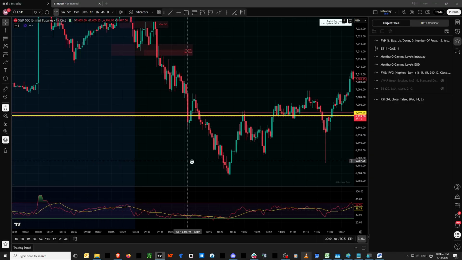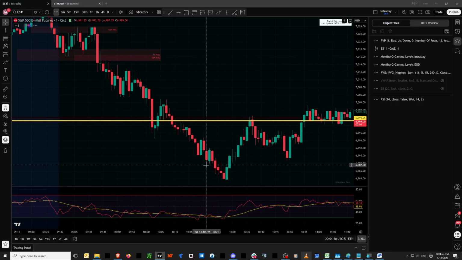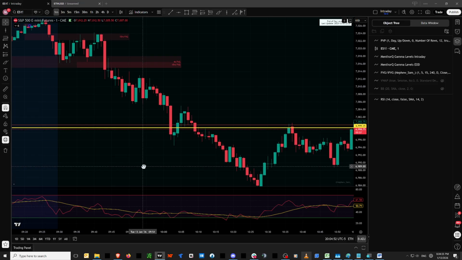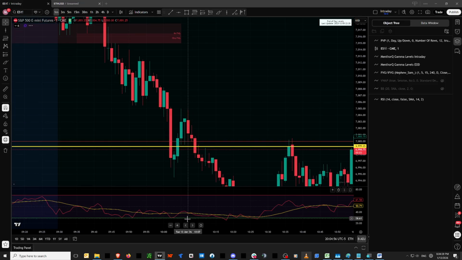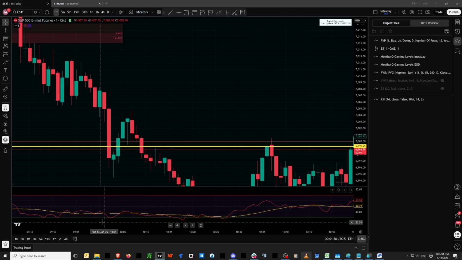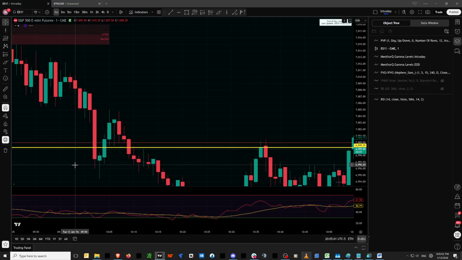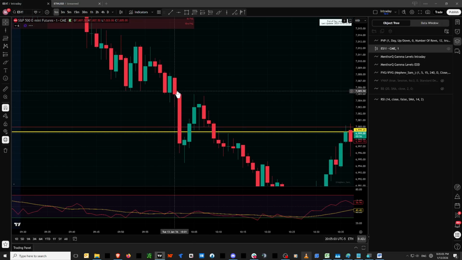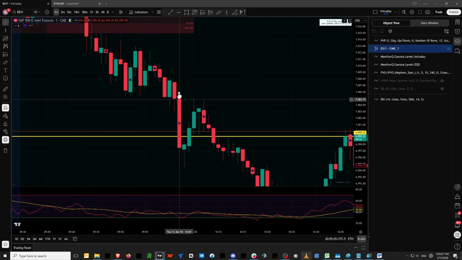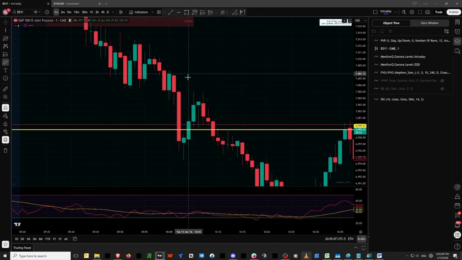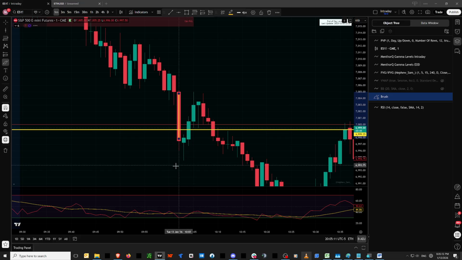Now, as you can see, I'll go ahead and tell you this did not play out perfectly, but this is called a drop, clearly. Drop. This candle here is called the base, or a basing candle.